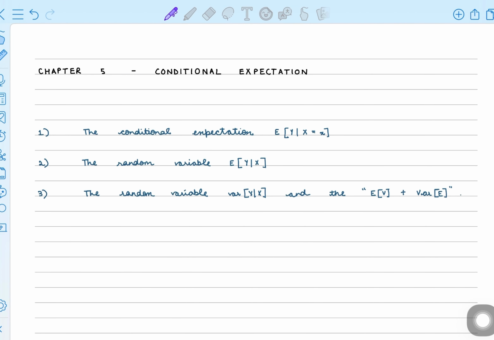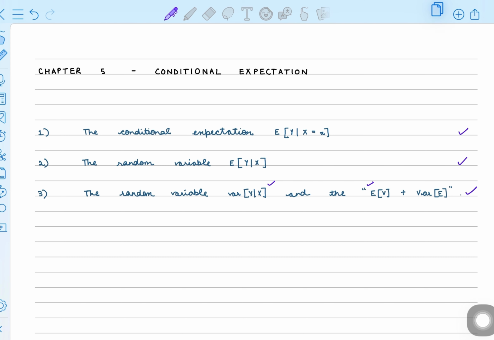In this week's video, we're going to be covering Chapter 5 on Conditional Expectation. This includes the conditional expectation of y given x is equal to small x, the random variable expectation of y given x, the random variable variance of y given x, and we'll be using this to discuss the important theorem: expectation of variance plus variance of expectation.